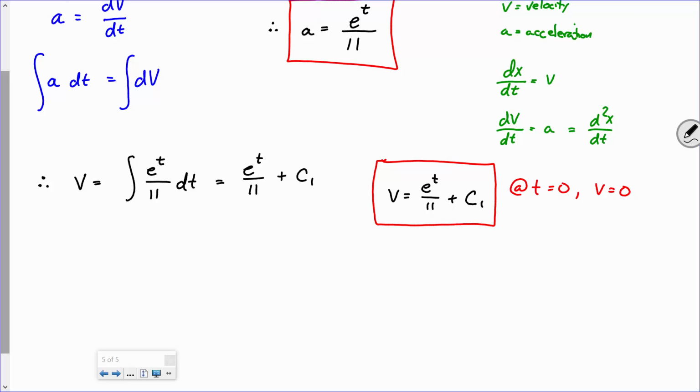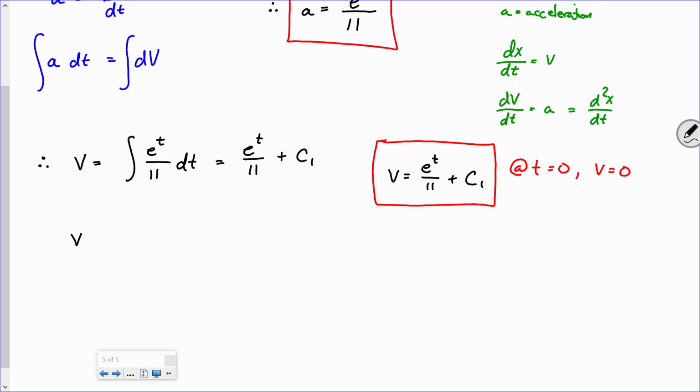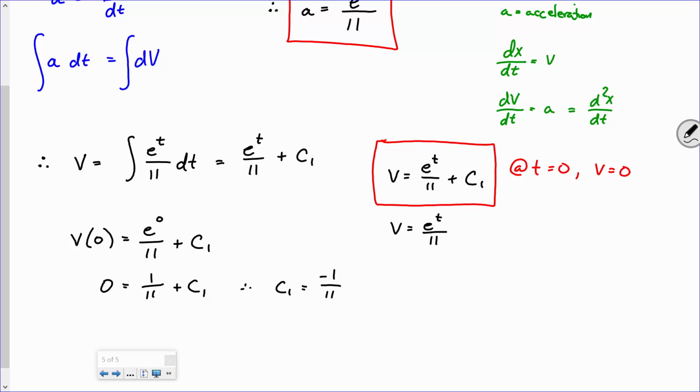So v at 0 is e to the 0 over 11 plus c1. That equals 0 on the left. What is anything raised to the 0? 1. So 1 over 11 plus c1 equals 0. What is c1? Minus 1 over 11, right? So another way of writing velocity is e to the t over 11 minus 1 over 11.